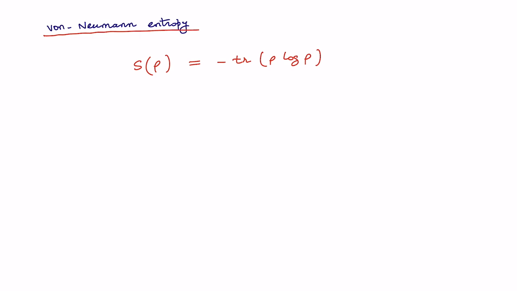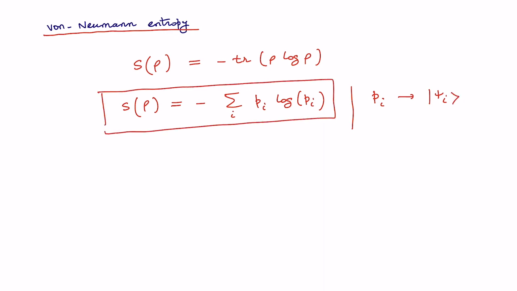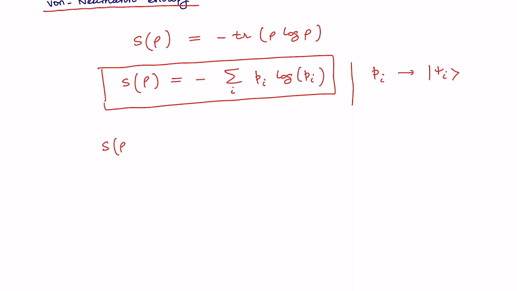In fact, it can be shown that this formula can be obtained from the Shannon formula, which is minus summation over the indices i, probability pi log of pi, where pi is the probability of getting the state vector psi i. Okay, so this is the formula, and in fact we can show that we can write the von Neumann entropy formula in this form also, minus sum over i of lambda i log lambda i, where lambda i are the eigenvalues of the density matrix rho.